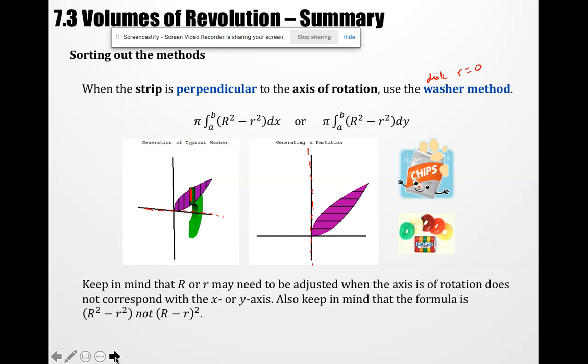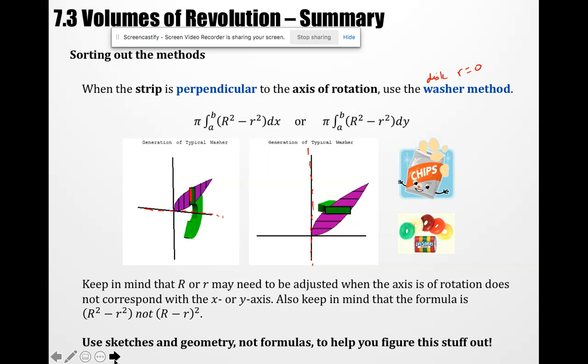Pretty cool, this stuff, though. 3D. Draw it. All right. We will do more practice of this in our next live session.